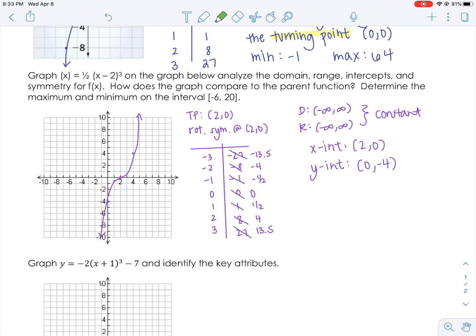But then how does the graph compare to the parent function? That was what we were talking about earlier. So it translates right 2. And it's vertically compressed because that 1/2 on the outside affects it vertically and then 1/2 shrinks it.